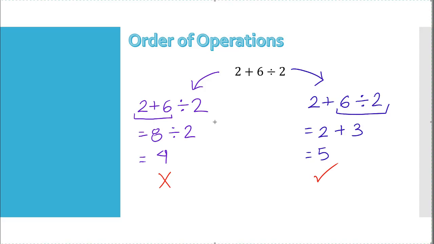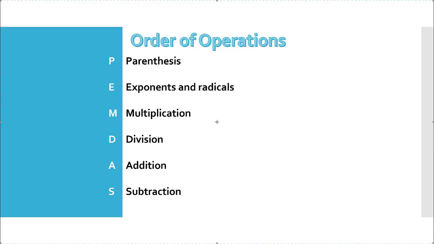We know this because there is a rule that clarifies which operation should be performed first in any mathematical expression, and it is called the order of operations. You have probably learned the order of operations with the word PEMDAS. PEMDAS is an acronym that helps us remember the correct order of operations.